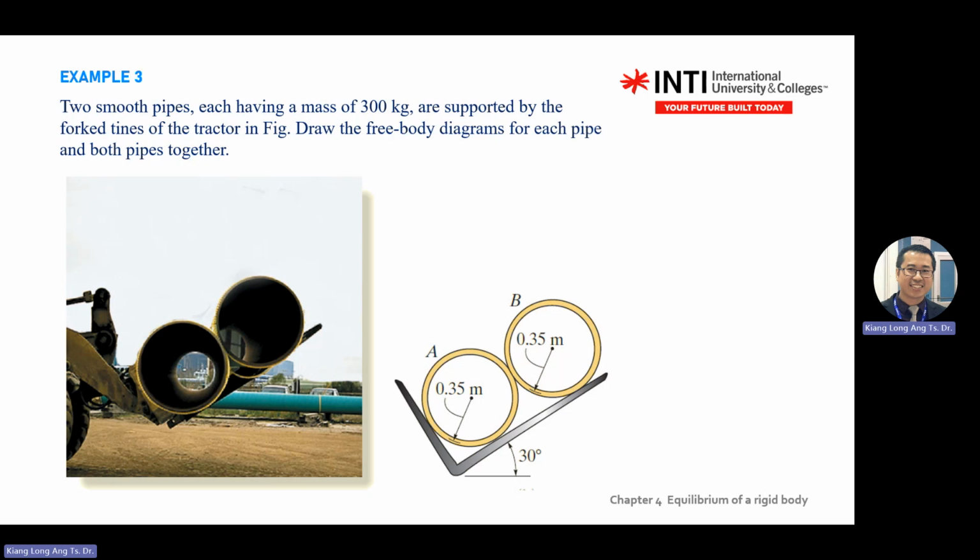So how many contact forces do you see over here? What's the reaction force first? How many? You look at the yellow and the gray color. How many contacts? 3. One here, one here, one here. There are 3 contact forces.